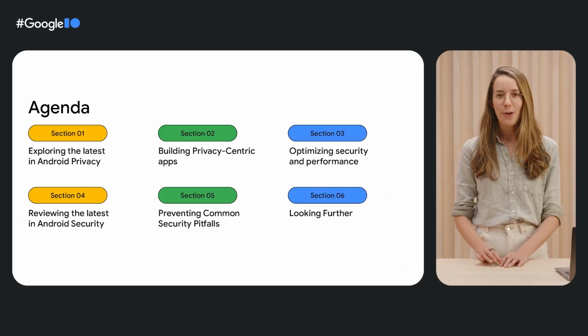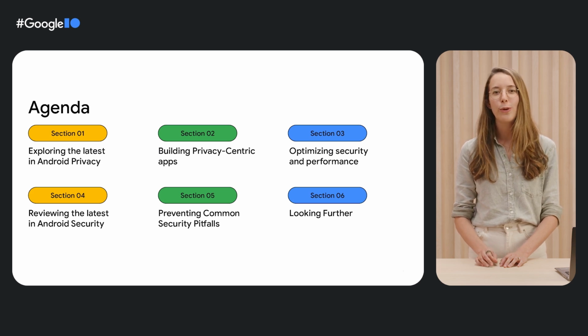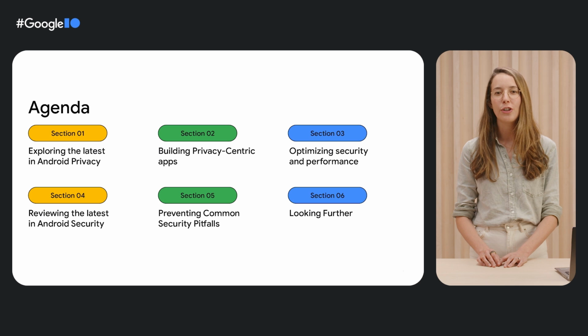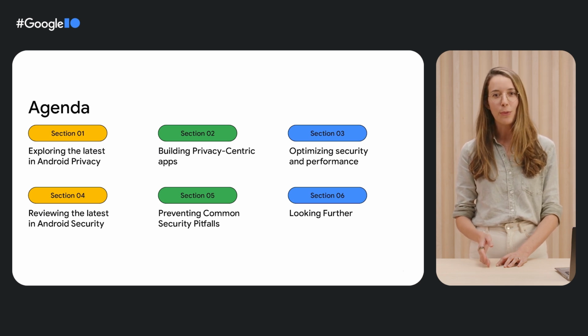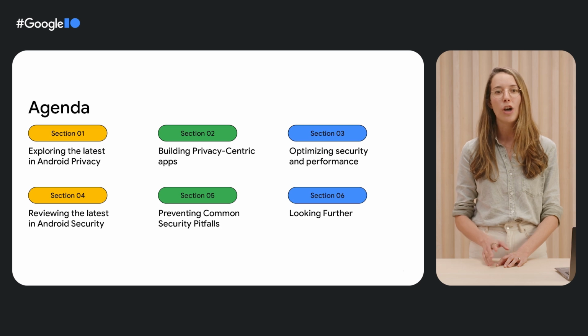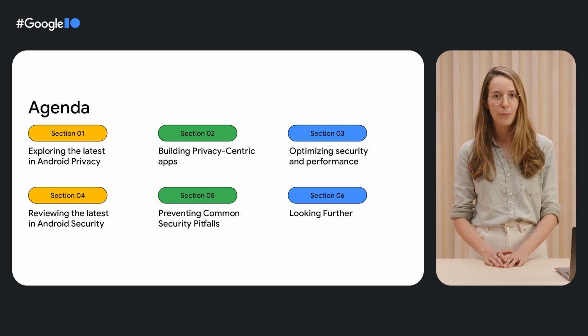In this session, we will explore our latest privacy changes and share specific approaches to building more privacy-centric apps. Then, we will cover ways to optimize security and performance with special permissions. And finally, we will review our latest security changes, followed by concrete actions you can take to prevent common security pitfalls.